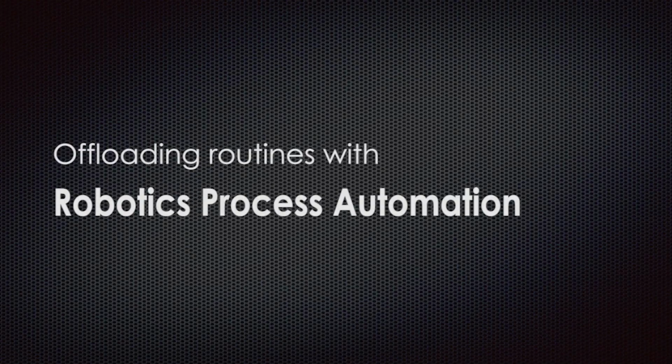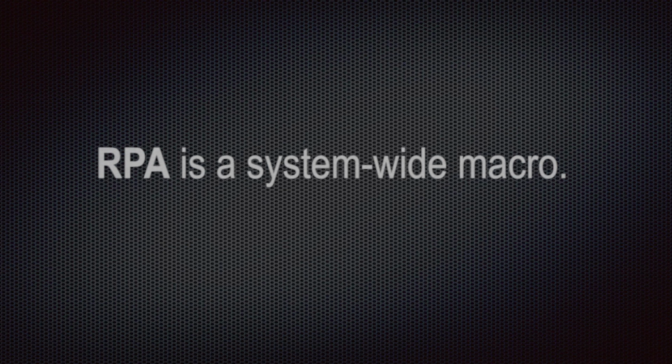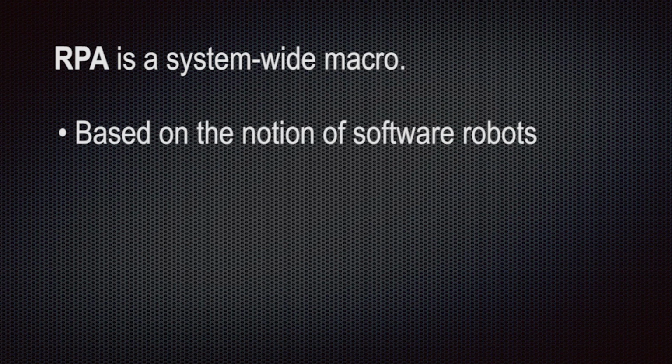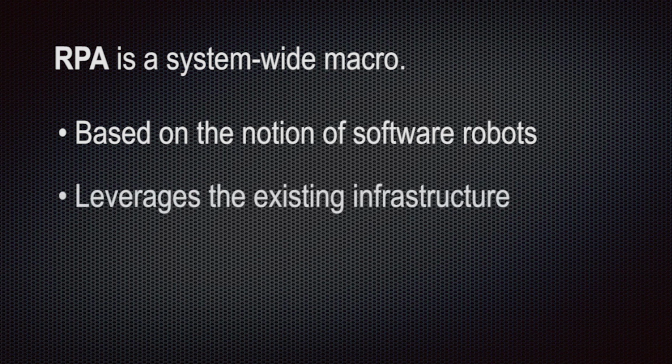Hi there. This is a case study / pitch for offloading routines using robotic process automation. RPA is a technology that emulates and integrates the action of a human interacting with digital systems to execute tasks. It is based on the notion of software robots, which utilize the user interface to capture data, perform tasks, and manipulate applications just like humans do.